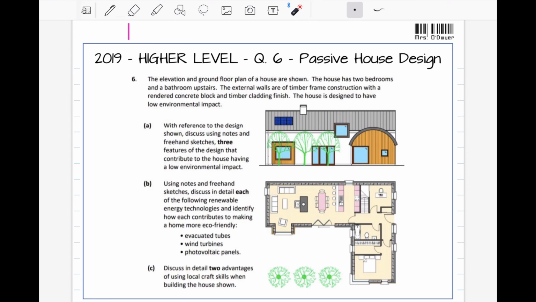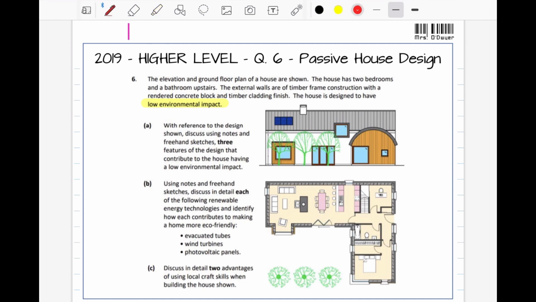Now, the question itself didn't actually mention the word passive in it. If you actually look at it, it says that the elevation and ground floor plan of a house are shown. The house has 2 bedrooms, a bathroom upstairs. The external walls are of timber frame construction with a rendered concrete block and timber cladding finish. The house is designed to have a low environmental impact. It is that phrase, low environmental impact, that should have set the alarm bells ringing in your head that this is a passive house.